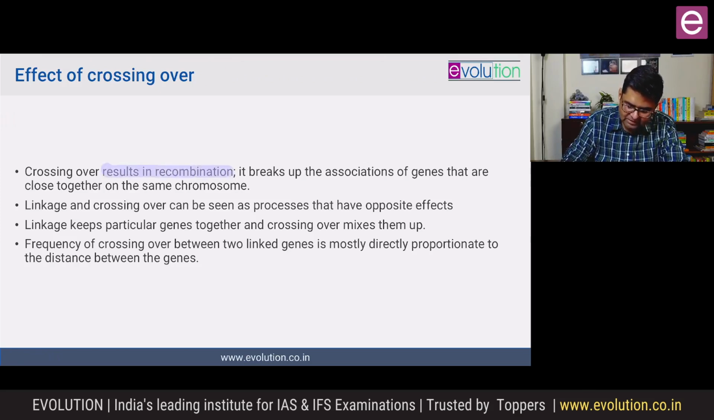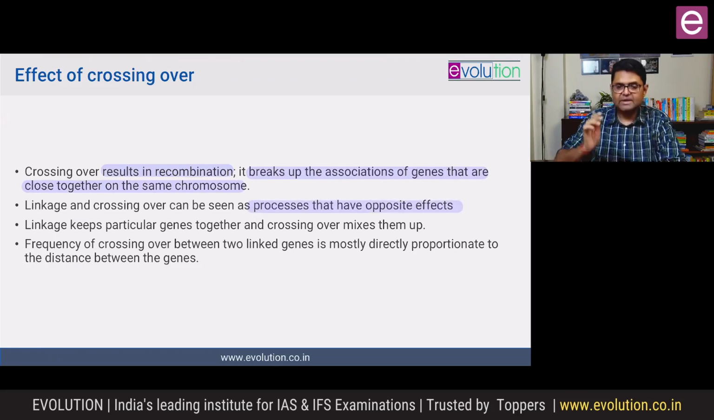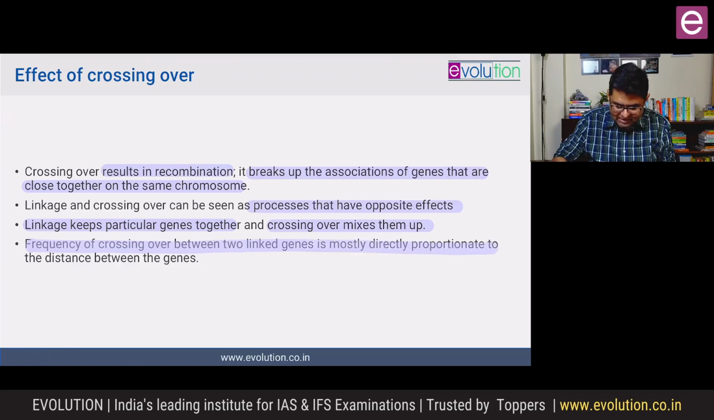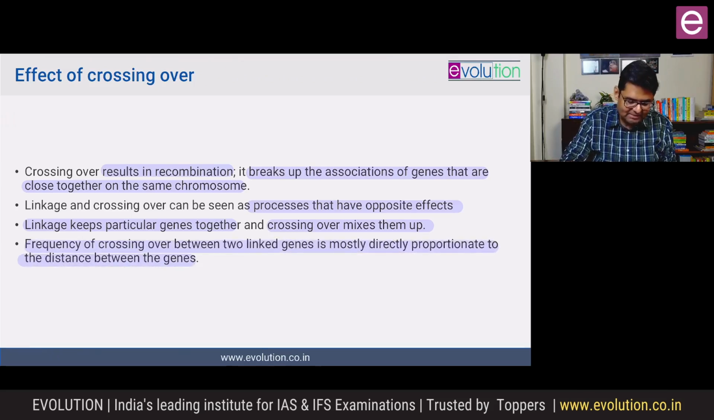Crossing over results in recombination. It breaks up the association of genes that are close together on the same chromosome. Linkage has the opposite effect. Linkage tends to inherit two different genes in the same allelic combination, and crossing over will break that allelic combination. So linkage keeps particular genes together and crossing over often mixes them up. And the frequency of crossing over between two linked genes is mostly directly proportionate to the distance between the genes.